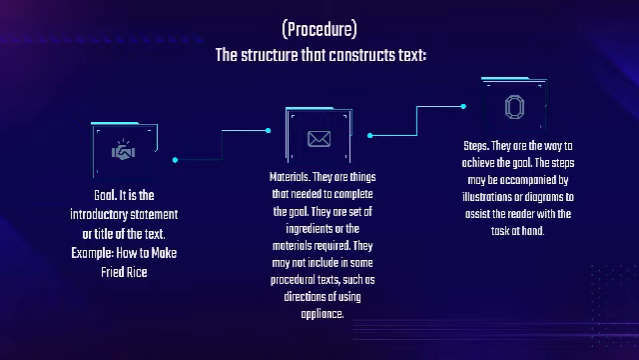In procedure, the structure that construct text are 1. Goal. It is the introductory statement or title of the text. For example, how to make fried rice.